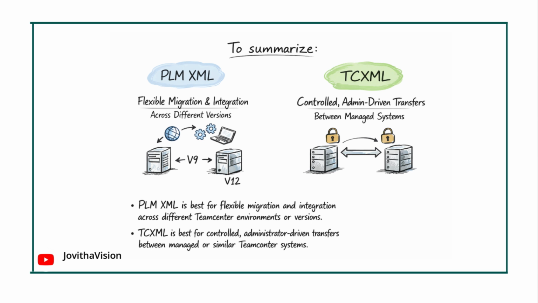To summarize, PLM XML is best for flexible migration and integration across different Teamcenter environments or versions. TCXML is best for controlled, administrator driven transfers between managed or similar Teamcenter systems.